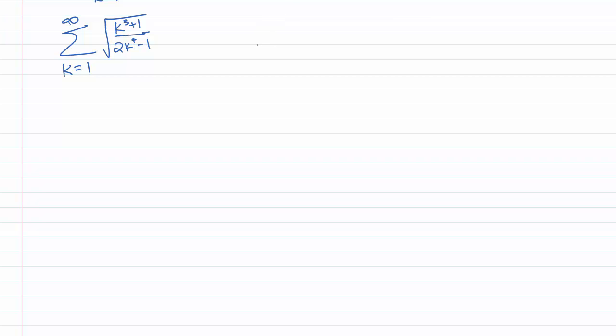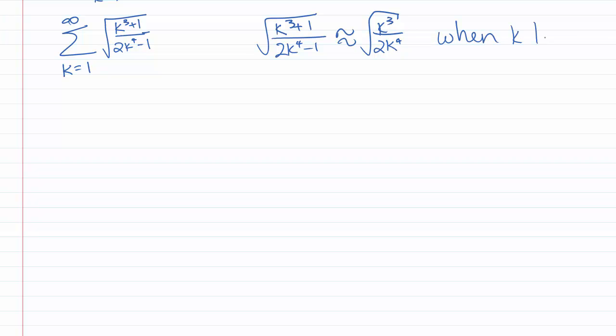So we're looking at the square root of k cubed plus 1 over 2k to the 4th minus 1, which is approximately the square root of k cubed over 2k to the 4th when k is large. And now we can reduce that a little bit. We can get k to the 3 halves over square root of 2 k squared. And simplifying that even more, that would be 1 over the square root of 2 k to the 1 half.